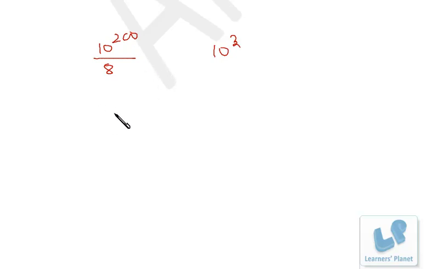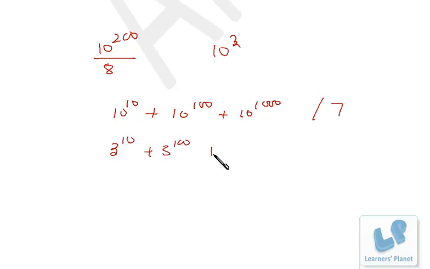Now I have the other expression, 10 raised to 10 plus 10 raised to 100 plus 10 raised to 1000, and if this expression is divided by 7, what will be the remainder? Okay, by 7. So in this case, it is 3 raised to 10, 3 raised to 100, 3 raised to 1000. The first step.